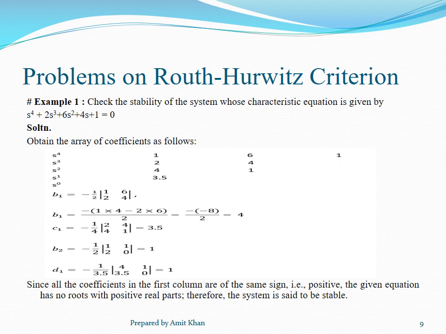The first coefficient of s square is b1. By using the formula we get b1 equals 4, and then we get c1 equals 3.5, b2 equals 1 and d1 equals 1, using the formula we have discussed in the previous slide. As we can see, all the coefficients in the first column are of the same sign, so the given equation has no roots with positive real parts. Therefore the system is said to be stable.